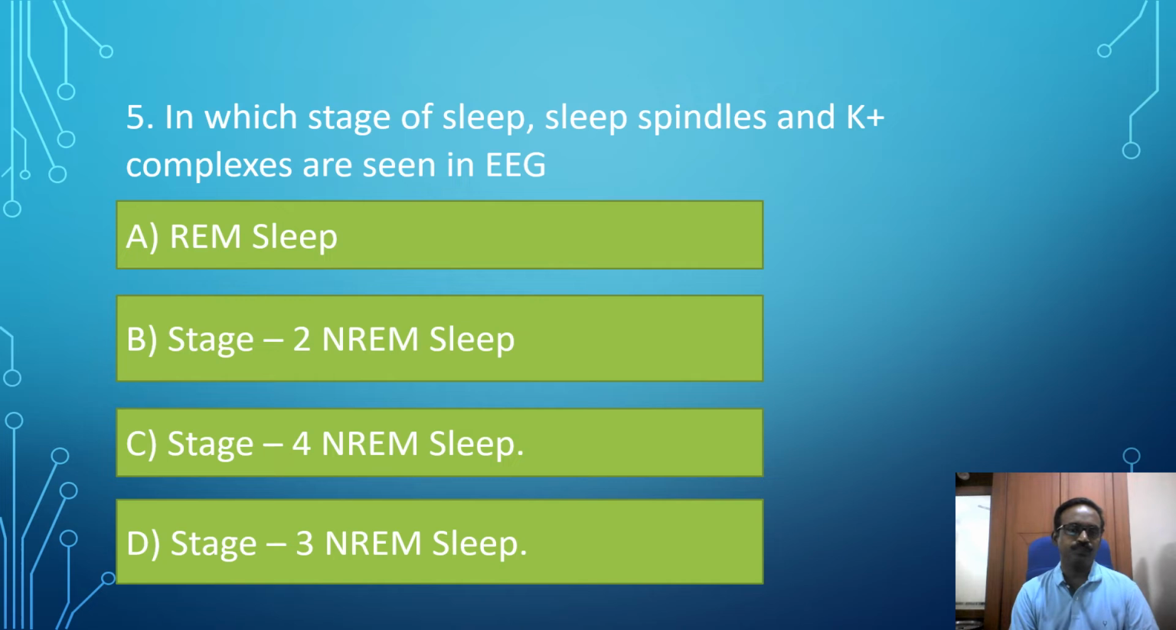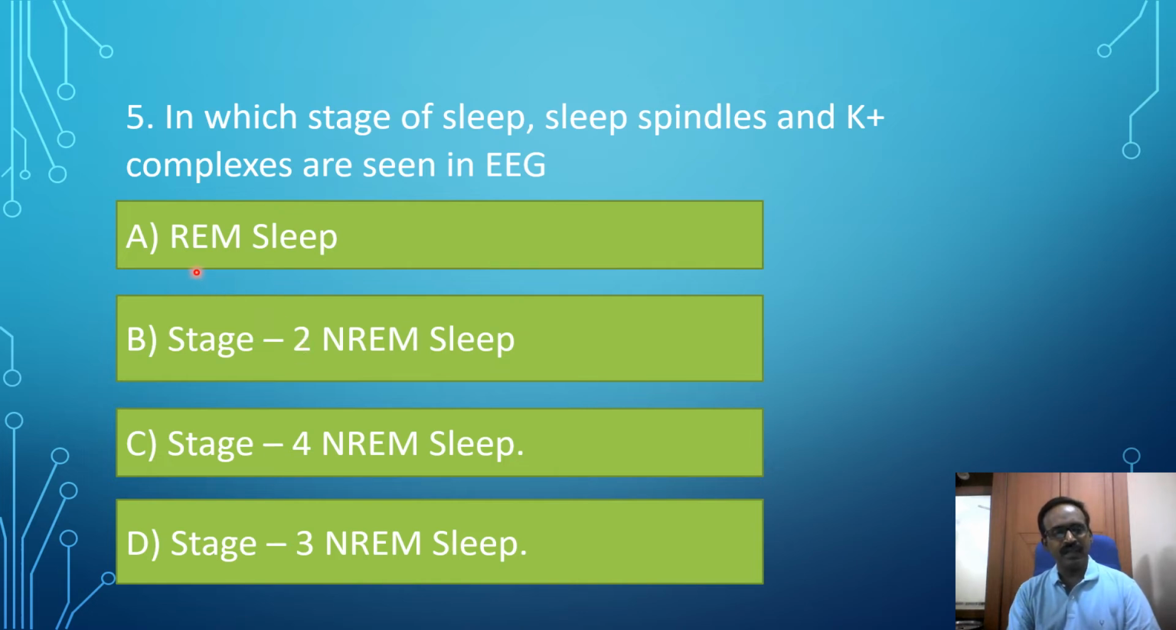Fifth MCQ. In which stage of sleep are spindles and K complexes seen in the electroencephalogram? Okay. What is a sleep spindle? A burst of alpha-like wave activity seen in the rhythmic waveform is the sleep spindle. K complex is one or two high voltage complexes seen in the rhythmic waveform. So in which stage can we see this pattern, sleep spindle and K complexes?